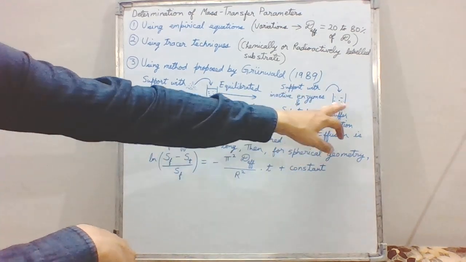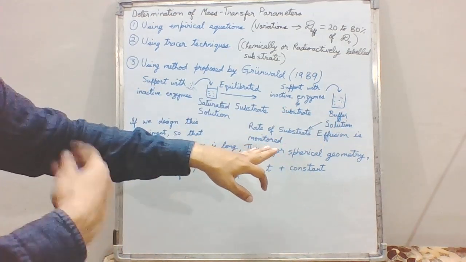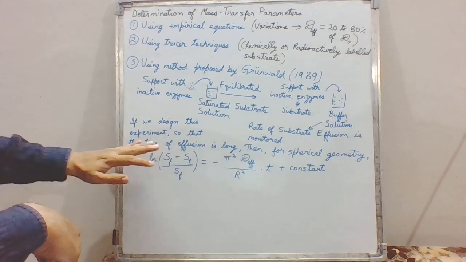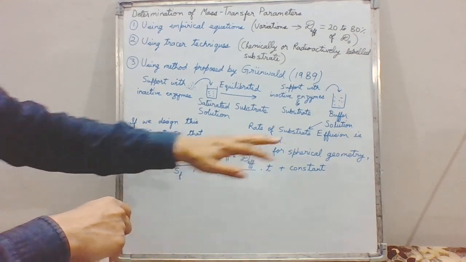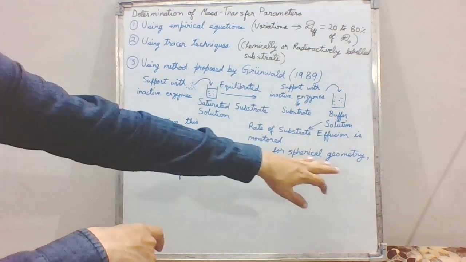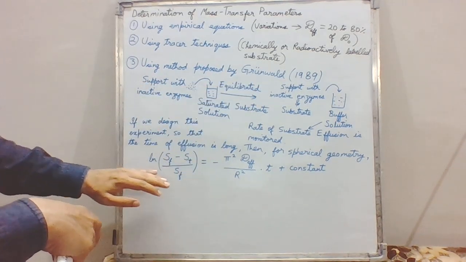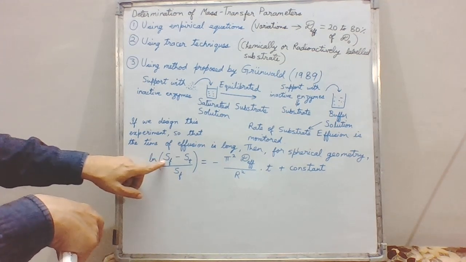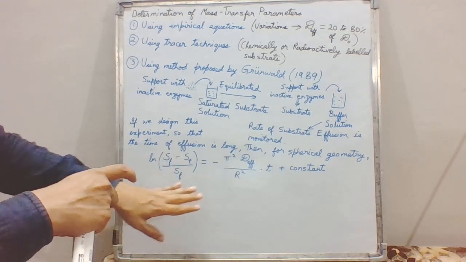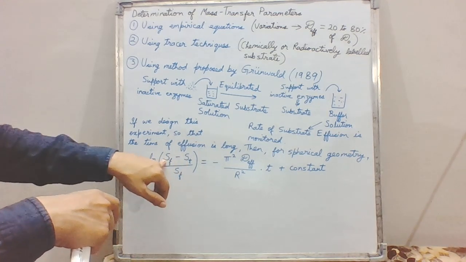This increase in substrate concentration within the buffer will be monitored continuously, and this rate of substrate effusion will be monitored. If we design this experiment in such a manner that the time of effusion of the substrate is a large value, then for spherical geometry, Grunwald proposed this relationship, in which SF is the final substrate concentration in the buffer solution, and S is the substrate concentration at any time t, and this time t should be long enough, that is just before all the substrate has been released.